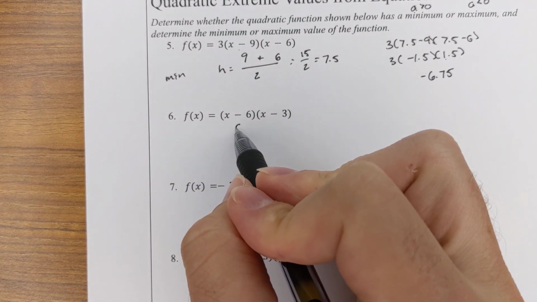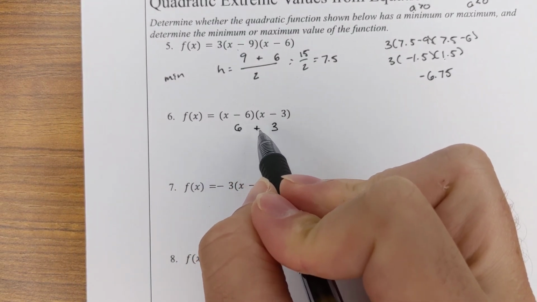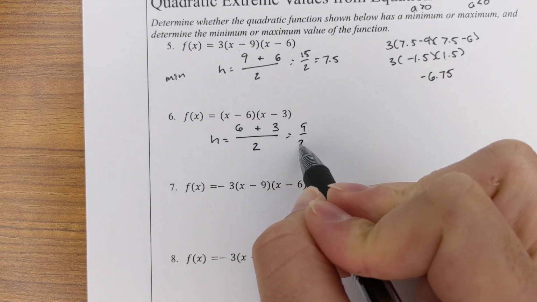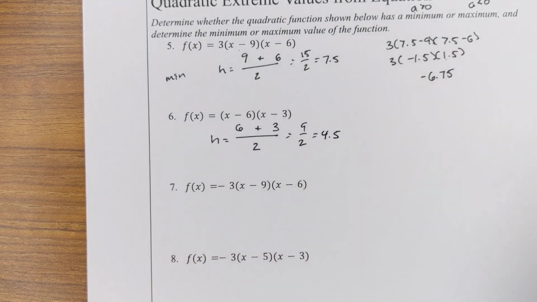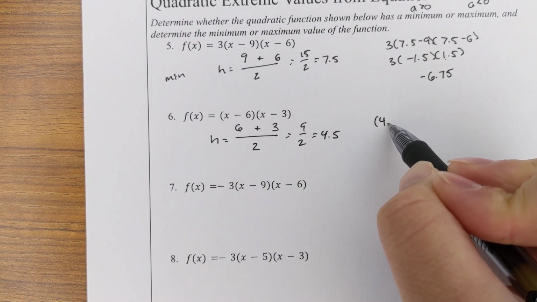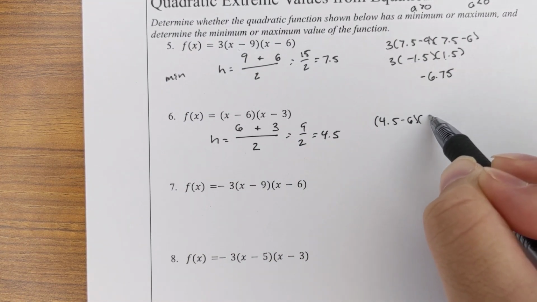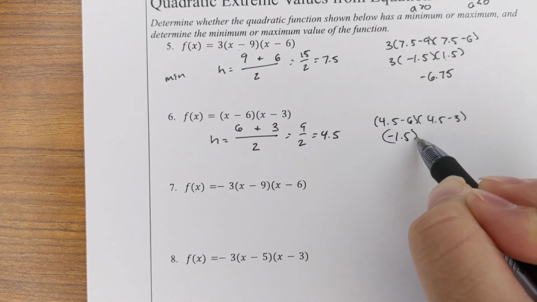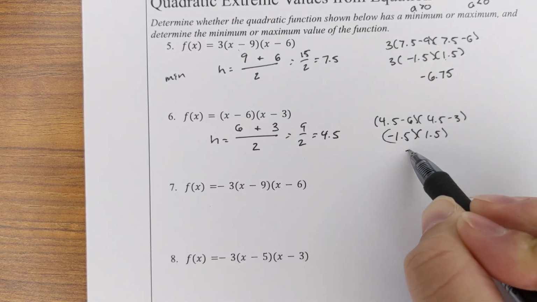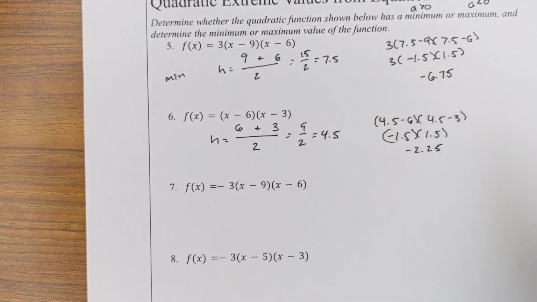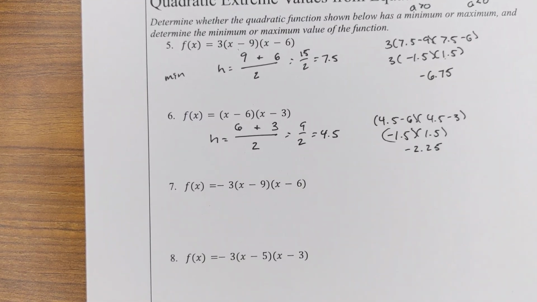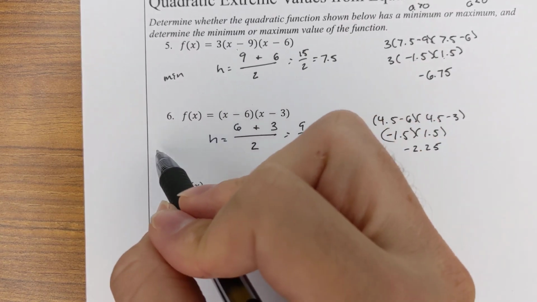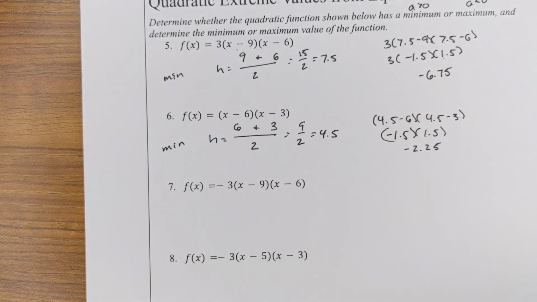So for here, our intercepts are going to be positive 6 and positive 3. So to find the value for h, we add them up, divide by 2. So 9 over 2 is 4.5. So 4.5 minus 6, 4.5 minus 3. So that's negative 1.5, positive 1.5. When you work it out, negative 2.25, I think. Yep. Max or min, a value is positive, so we get a minimum.